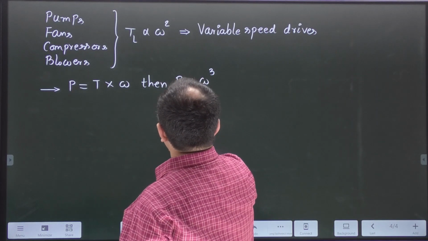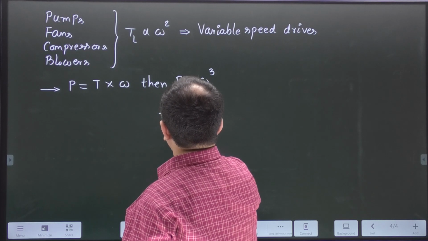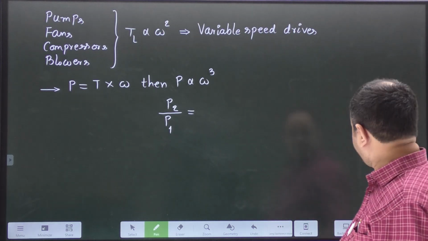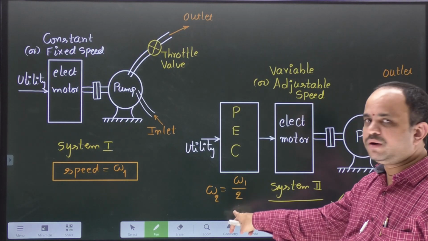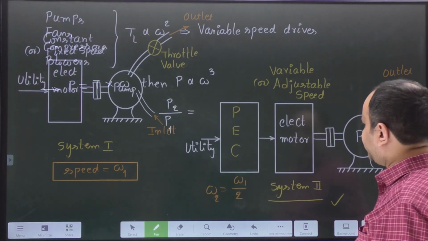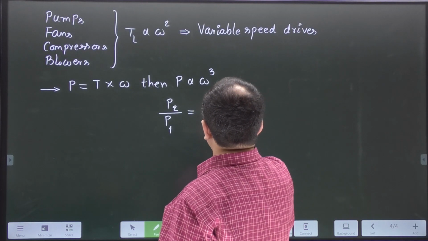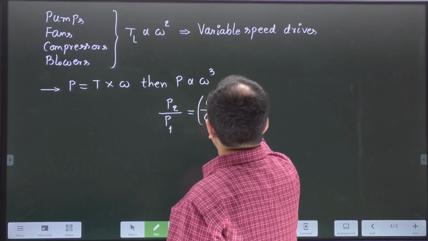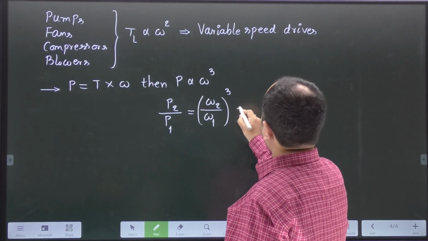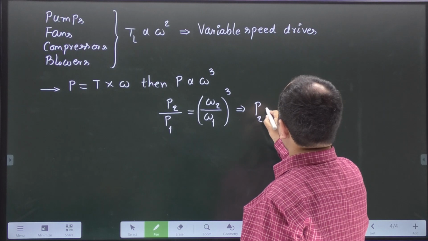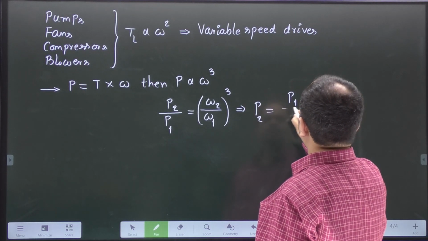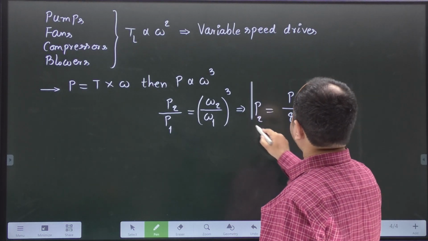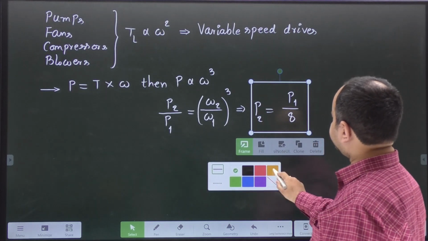Now, let us take the ratio of power consumption in the second system and the first system. In the second system, the speed is omega 1 by 2. In the first system, the speed is omega 1. Therefore, we can write omega 2 divided by omega 1 whole cube. Therefore, we can prove here P2 is equal to P1 divided by 8. This is a very important conclusion.